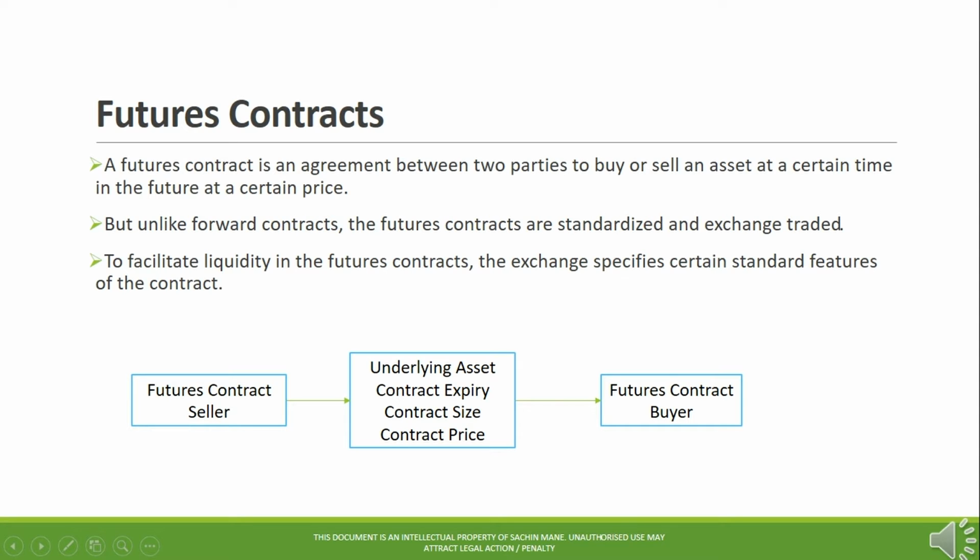In the below example, you can add any underlying asset like equity, or commodity, or credit, with features like expiration date, quantity, or quality. It will become a futures contract. The features like underlying asset, quantity, and expiration dates are standardized by exchanges.